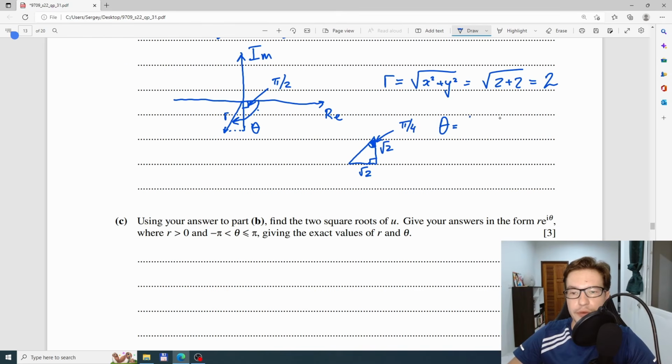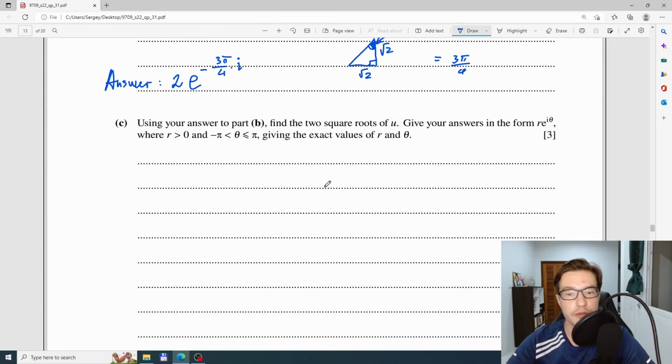So theta equals pi over 2 plus pi over 4, which is 3 pi over 4, but because we're going clockwise, this value is going to be negative. So our number is going to be 2 e to the power of minus 3 pi over 4 i. For the next question, we'll have to find the 2 square roots of that number.